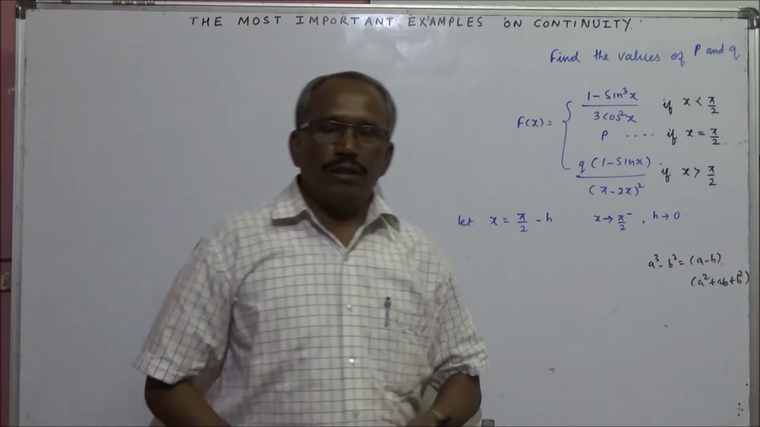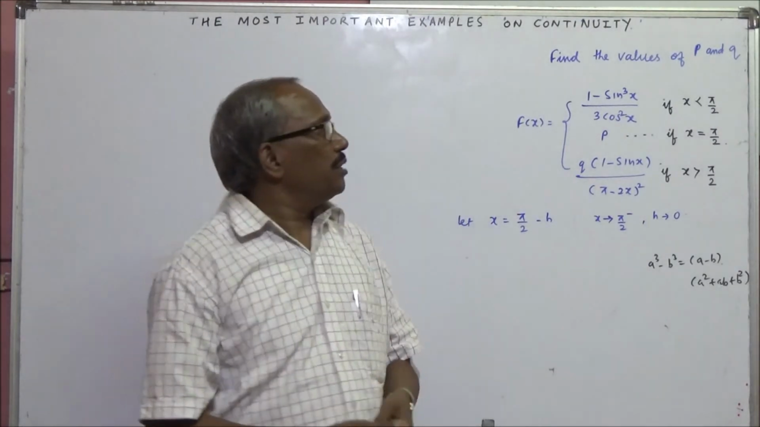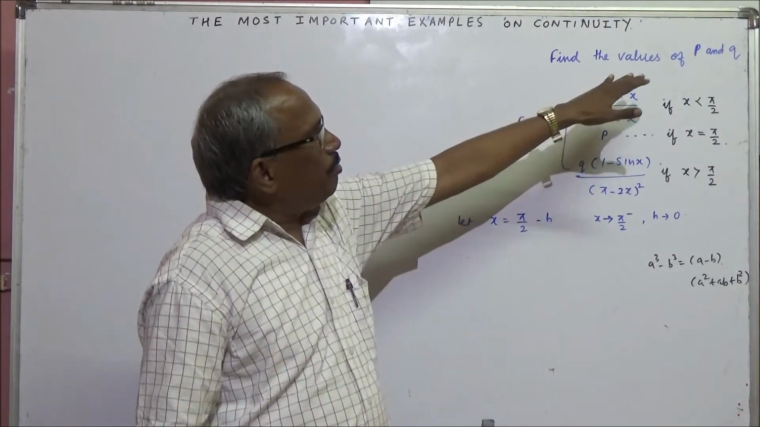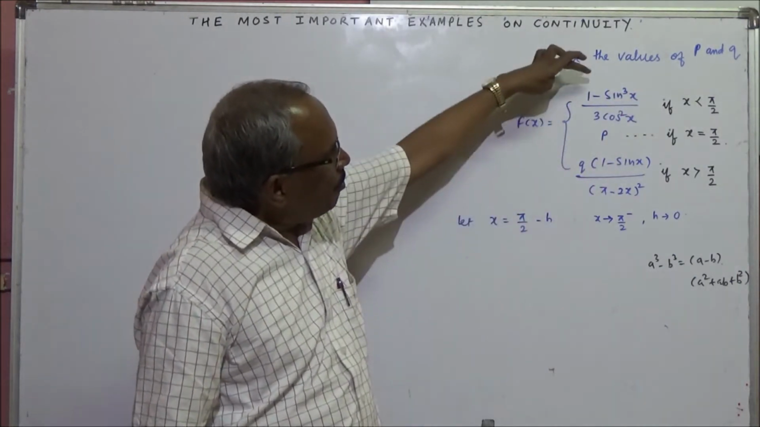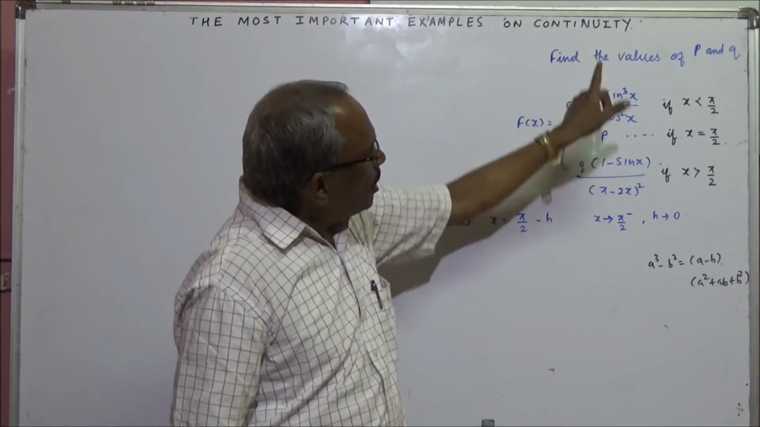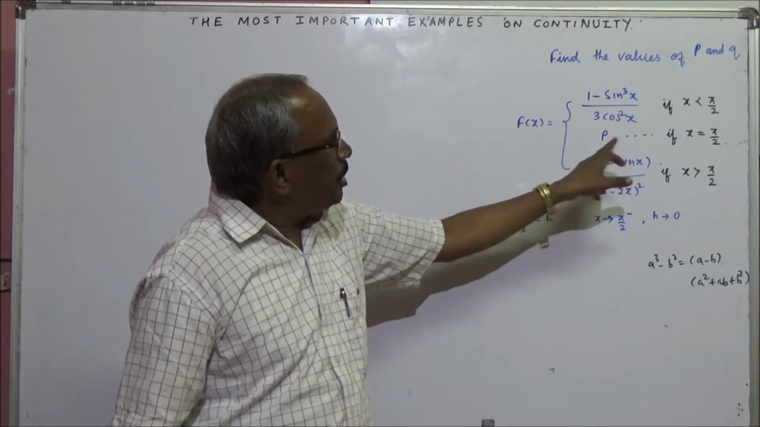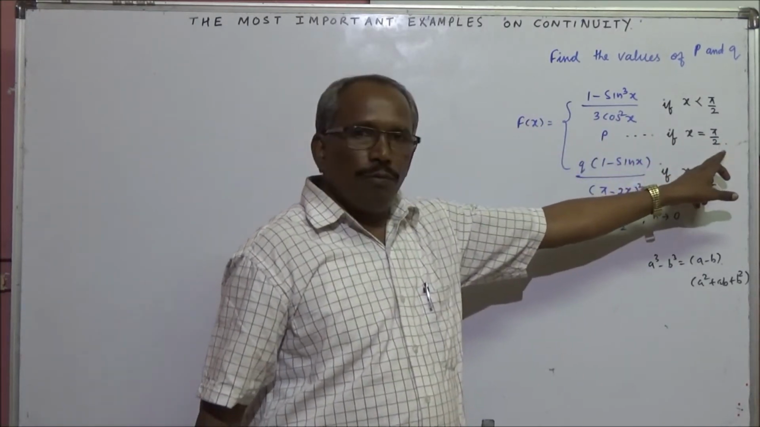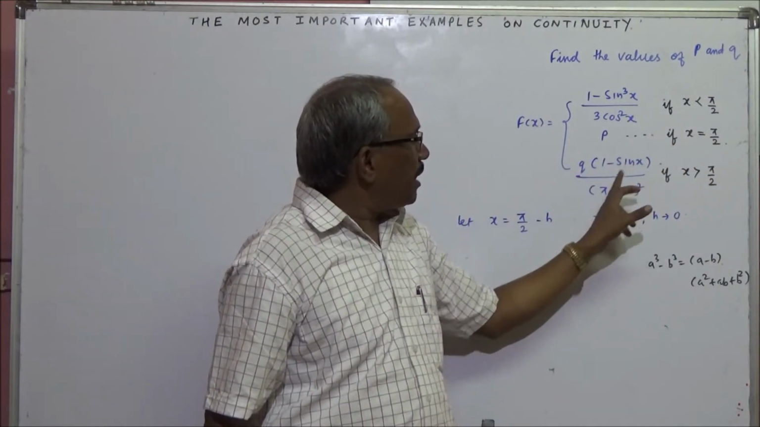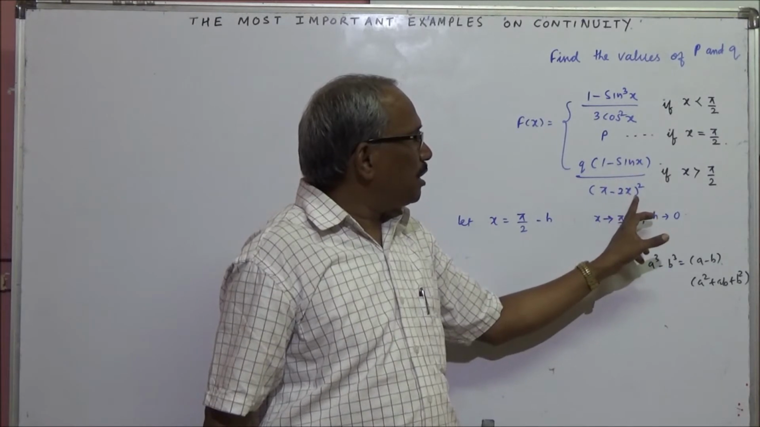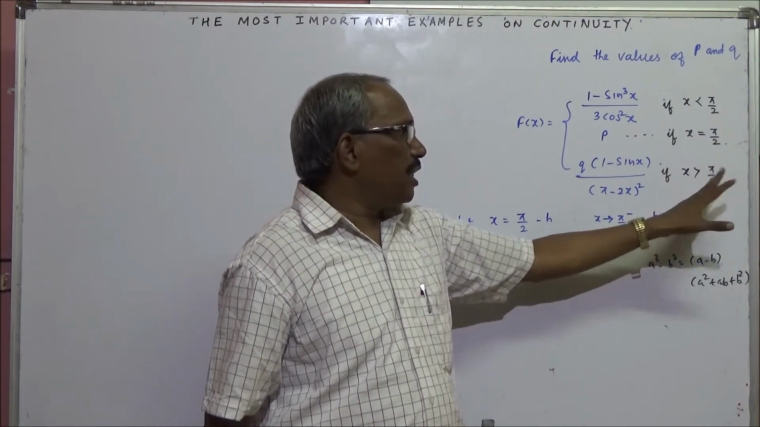Okay dear students, let us solve one important example on continuity. So what is the example here? We have to find the values of p and q for which f of x is equal to 1 minus sin cube x upon 3 cos square x, f of x is equal to p if x is equal to pi by 2, and f of x is equal to q into 1 minus sin x upon pi minus 2x whole square if x is greater than pi by 2.